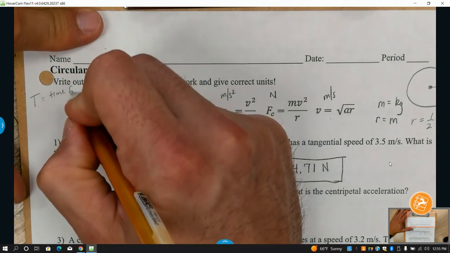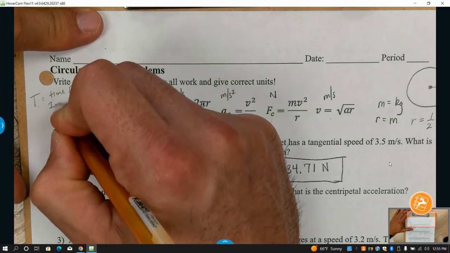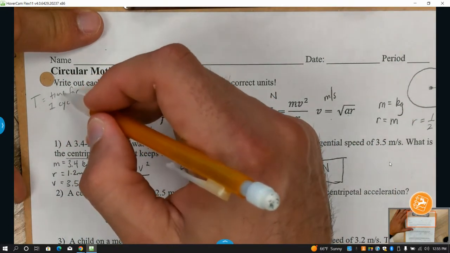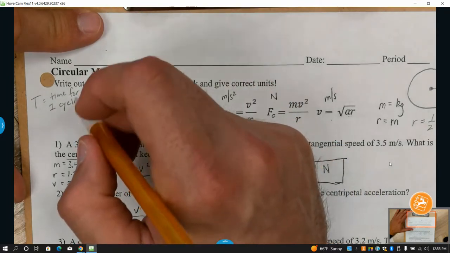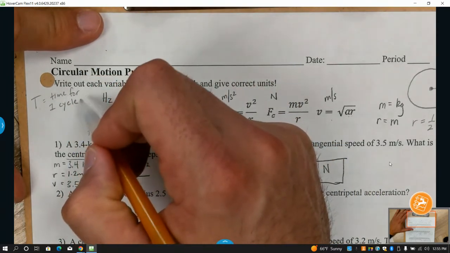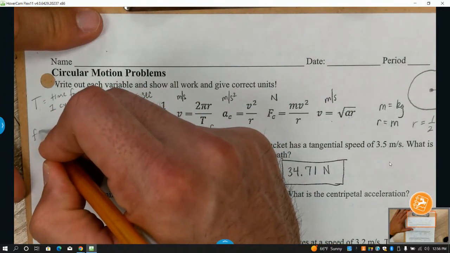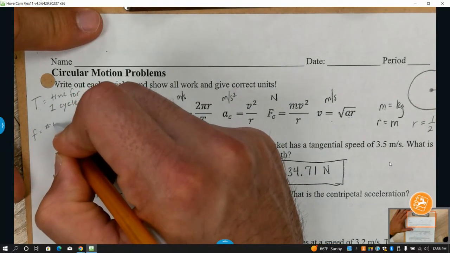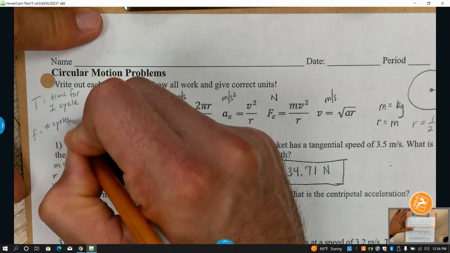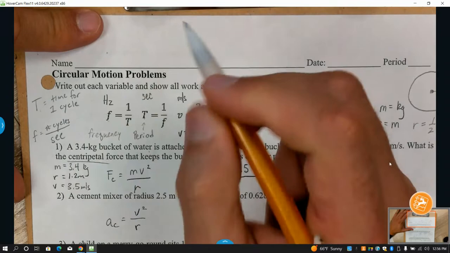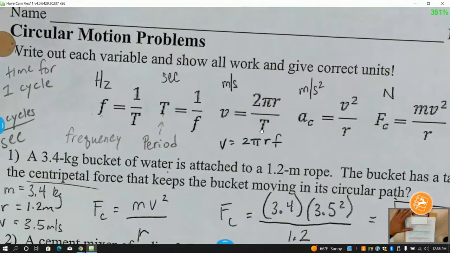The time for one revolution, one cycle, one spin, one rotation, one lap. That's why I use the word cycle, because it can mean all of those. And frequency is the number of spin cycles per second. Because we want it in hertz, they need to be per second.